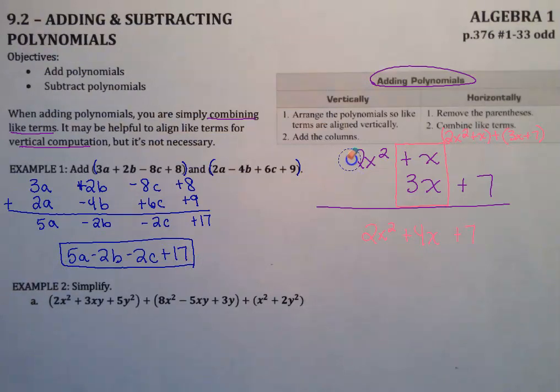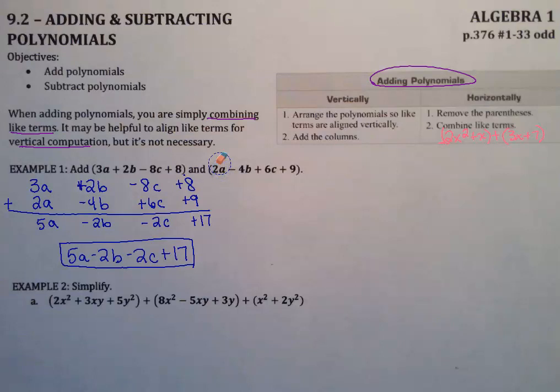Okay, so I'm going to go ahead and show you the horizontal method here. Okay, so if we do this horizontally, we're looking for like terms. Okay, so let me use some different colors here. So like the first one we have, if I could get my pen to go. All right, so we have a 3a here and a 2a here. So 3a plus 2a is 5a. Then we have a positive 2b, taking the operation with it, minus 4b. So positive 2b minus 4b is negative 2b.